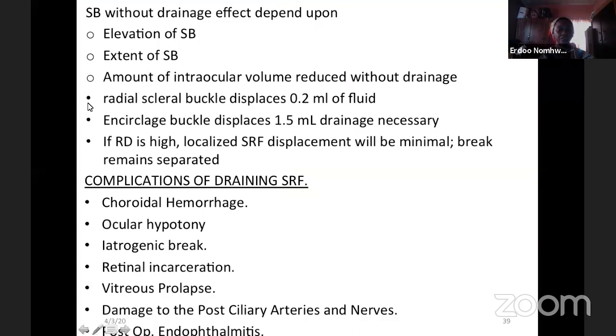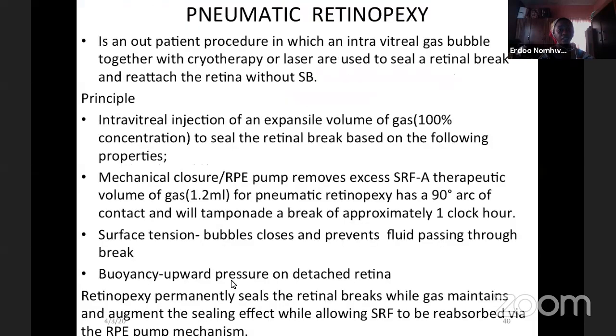Okay, sorry, this is not supposed to be here, but some of the complications of draining subretinal fluid could be choroidal hemorrhage, ocular hypotony, iatrogenic break, retinal incarceration, vitreous prolapse. Then you could also have damage to the posterior ciliary arteries and nerves, and then post-operative endophthalmitis.